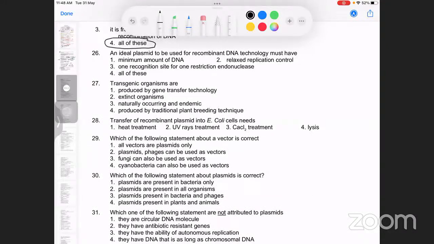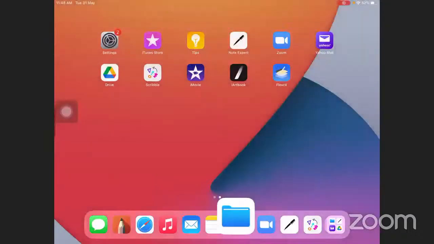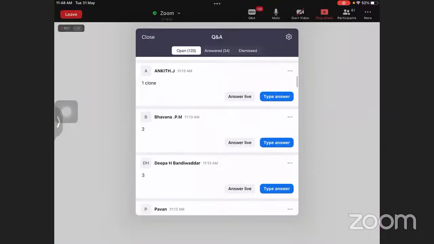An ideal plasmid to be used for recombinant DNA technology must have a minimum amount of DNA, relaxed replication control, and one recognition site for one restriction endonuclease. So it will be all of the above. An ideal plasmid should have minimum DNA, controlled replication, and one recognition site for restriction endonuclease. It is all of the above.